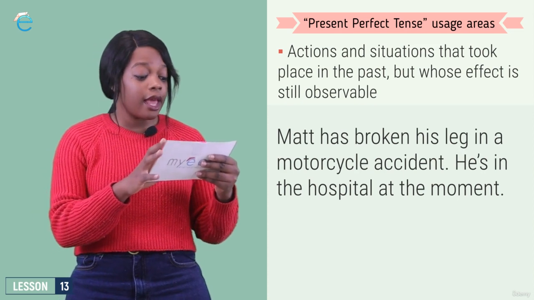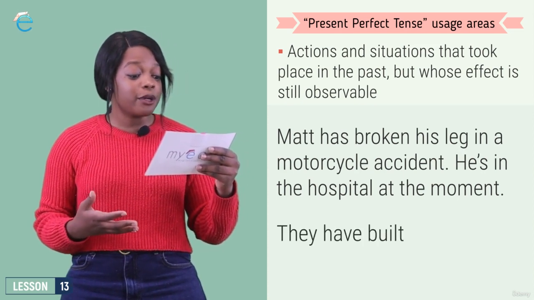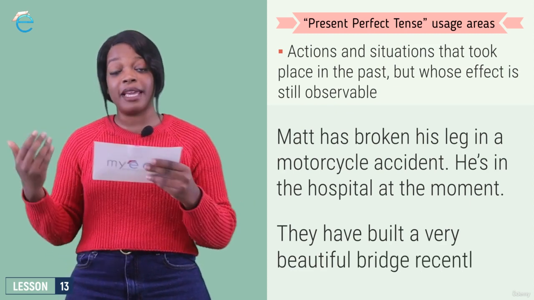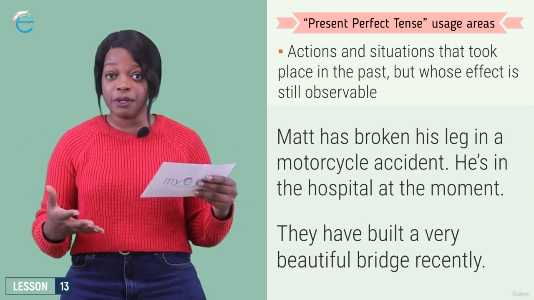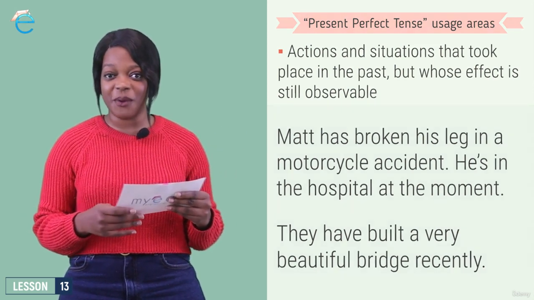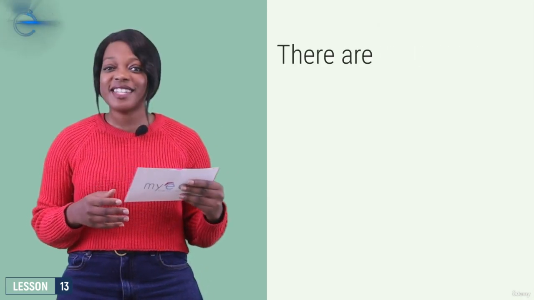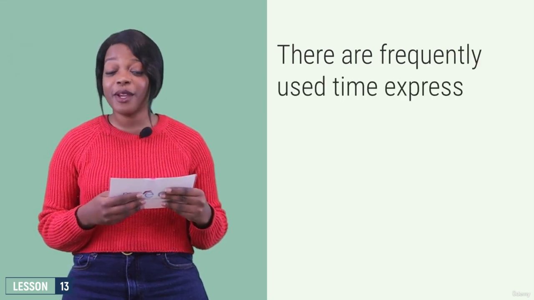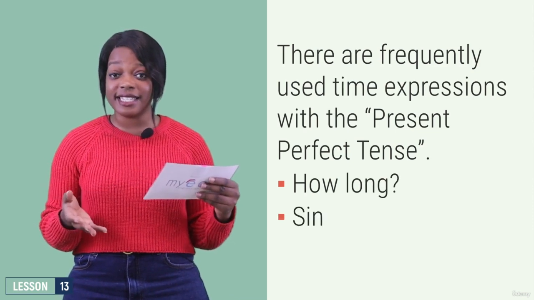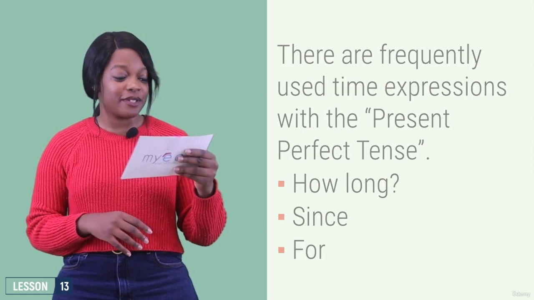Or, they have built a very beautiful bridge recently. The building of the bridge began in the past, but its beauty continues to affect us in the current situation. There are some time phrases that we use frequently with present perfect. How long, for, and since. Let's look at some examples.